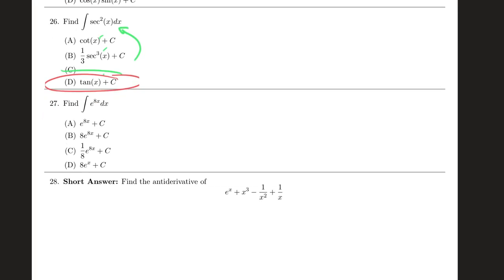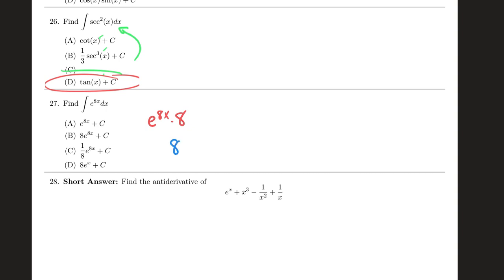27, we're going to learn a more sophisticated way of doing, but again, use the multiple choice to your advantage. Really, there's 4 options. I'm just going to take the derivative of all of these and see what I get. Derivative of e to the 8x. I remember I had to do the chain rule, so the exponential part gives me back e to the 8x, but then I have to multiply by the derivative of 8x, which is 8. So that's not the right answer.